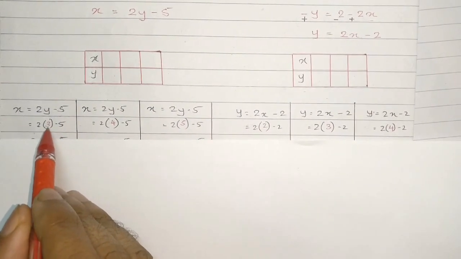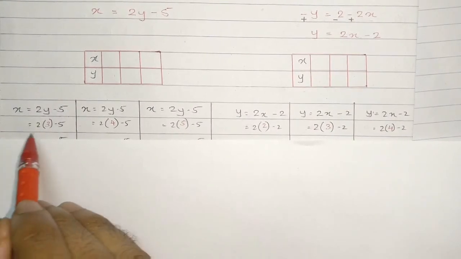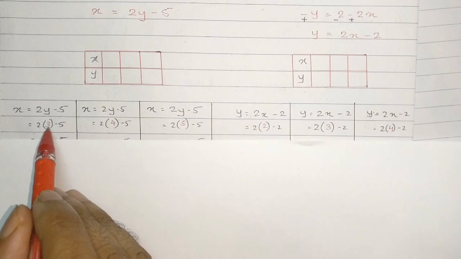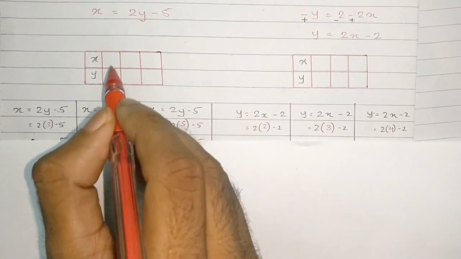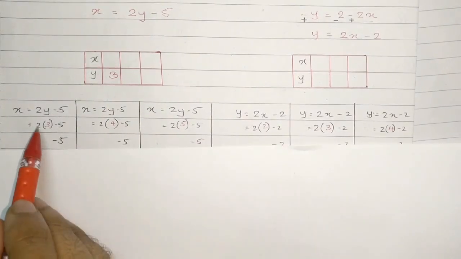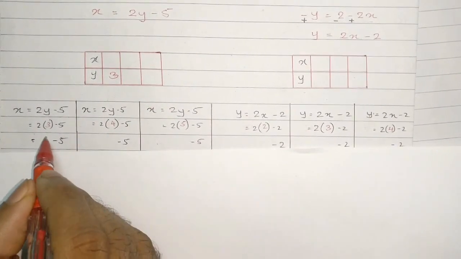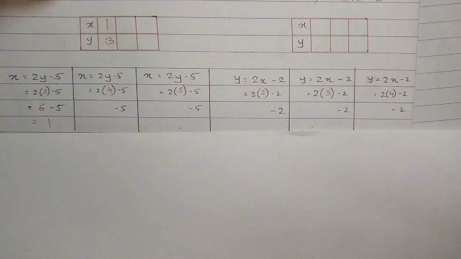I have substituted any values from negative infinity, 0 to positive infinity, whatever number suits. So here I have taken the number as 3 for y. So I will write immediately my y value is 3. If I do that, 2 3s will become 6 minus 5, and what I will get is 1.